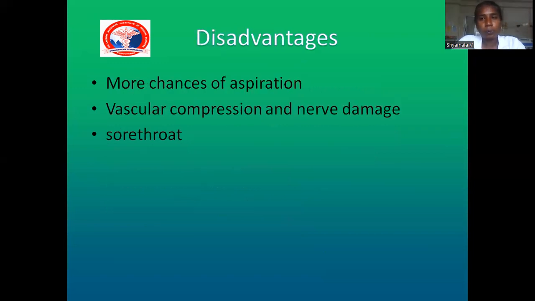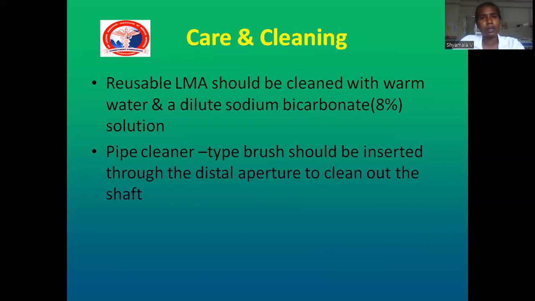Okay. Then moving on to the disadvantages, it has more chance of aspiration. In the case of low sealing pressure, patients will have an increased chance of aspiration. And also in patients who are having vascular compression and nerve damage, we can't use it. And also in a few cases there is sore throat. So these are a few disadvantages: more chance of aspiration, vascular compression, nerve damage and sore throat. These are the few disadvantages of LMA.